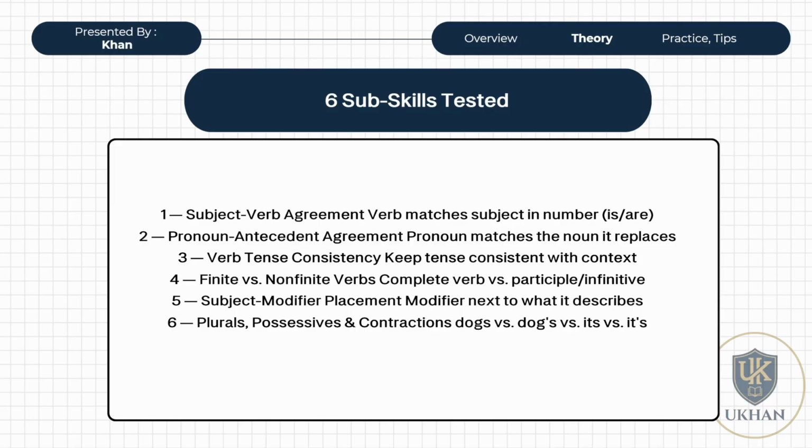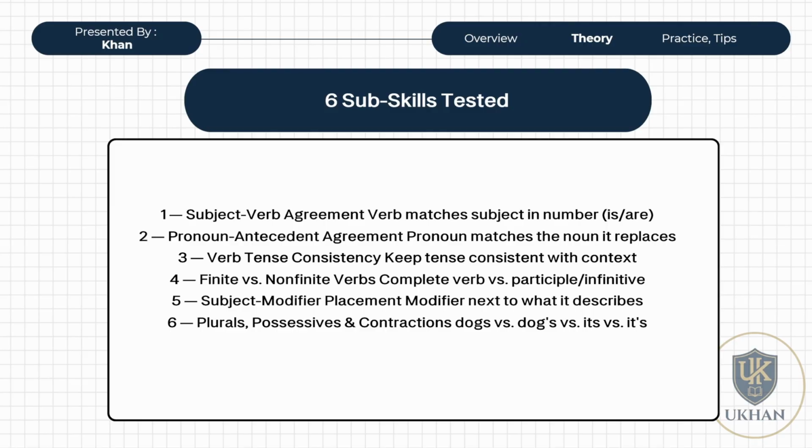Number 4, finite versus non-finite verbs. This one trips people up. A finite verb is a complete verb that can be the main action of a sentence. A non-finite verb, like a participle or infinitive, cannot. I know you probably don't know what that means, but I will expand on that later. Every sentence has at least one finite verb.